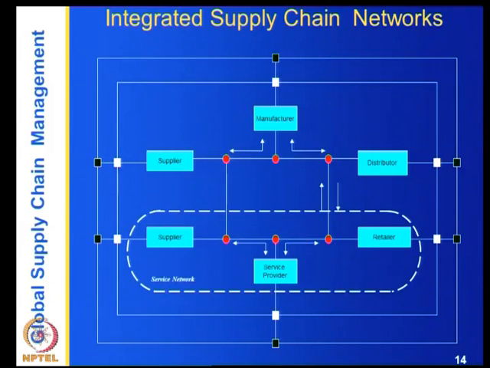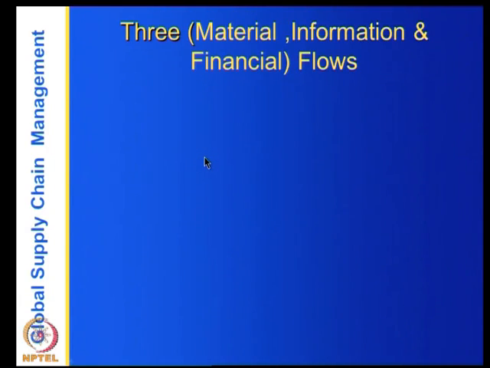Now this diagram is an important diagram here because it shows the connectivity between the various players in the supply chain network. You have the 3 kinds of players here: the manufacturers, the distributors, retailers, the suppliers, and the service providers, and the financial service providers, and also the IT, the information and communication networks, and so on. So in the next slide we'll analyze this particular diagram.